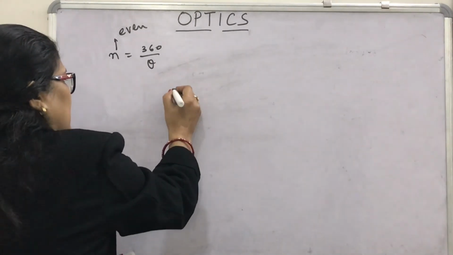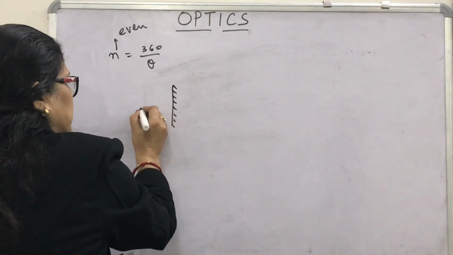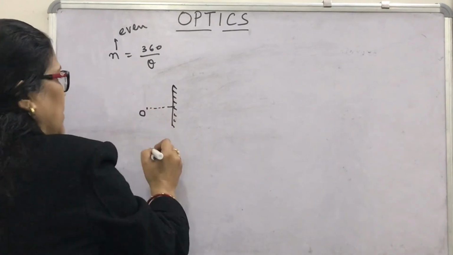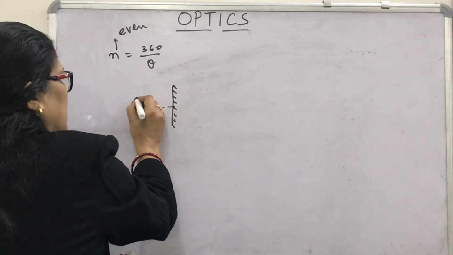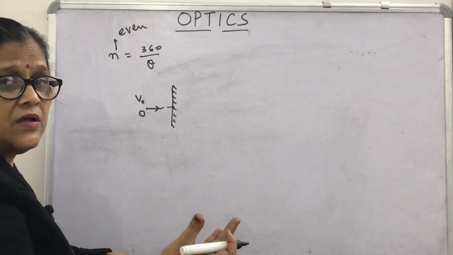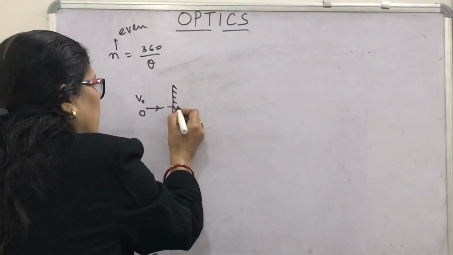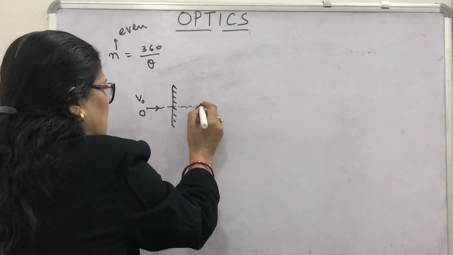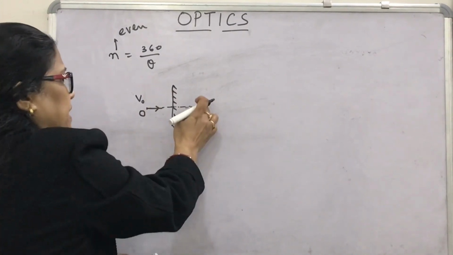Simple. If this is the mirror, and the object is placed at a certain distance, suppose here at point O, if the object moves towards the mirror with velocity VO, what will happen? What about its image? Look, at this point O, when the object is here, then as per the rule that object distance is the same as image distance, here will be the image.